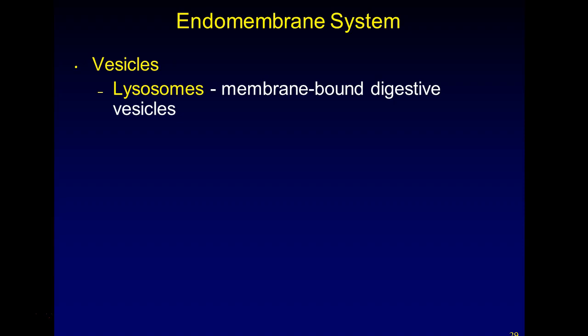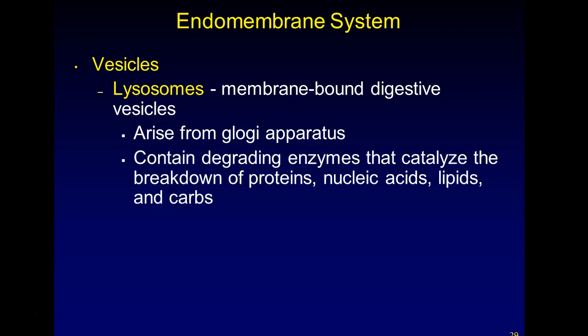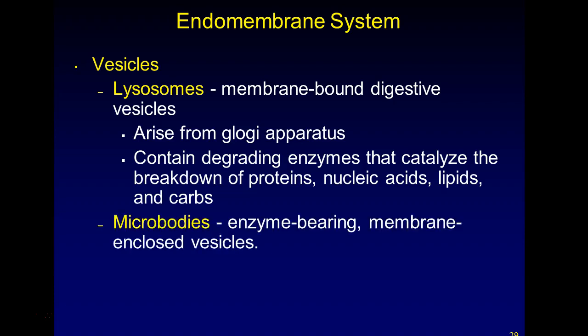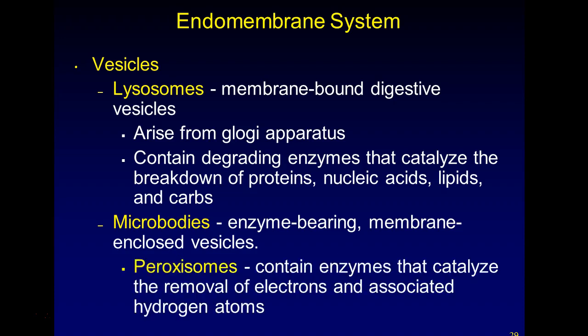The membrane-bound digestive vesicles. They contain many enzymes that go around digesting various molecules. They arise from the Golgi apparatus. Okay? They contain degrading enzymes or digestive enzymes that catalyze the breakdown of proteins, nucleic acids, lipids, and carbohydrates. We also have something called microbodies, and these are enzyme-bearing membrane-enclosed vesicles. Peroxisomes are the ones that we see the most. They contain enzymes that catalyze the removal of electrons and associated hydrogen ions. That will make more sense once we get into cellular respiration and you understand why we have extra electrons and hydrogen atoms hanging around.